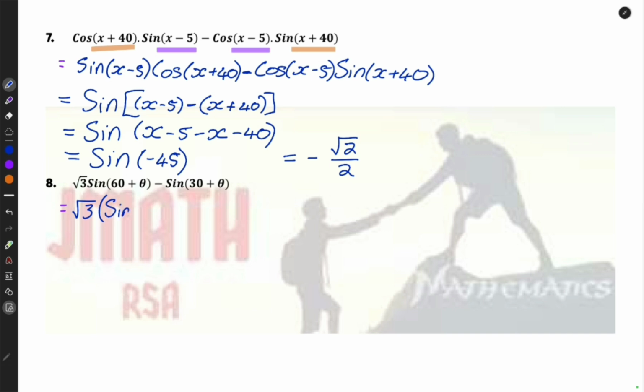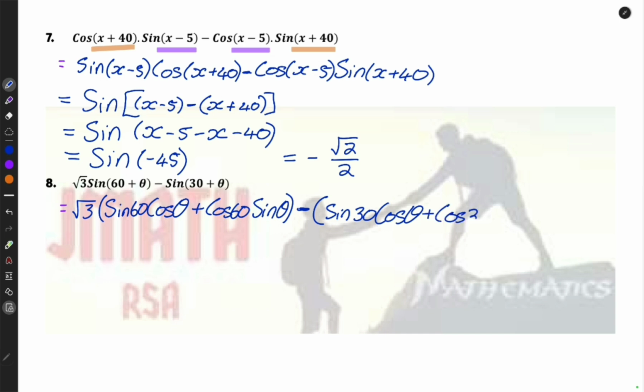So in this case, sine 60 cos theta stays a plus, cos 60 sine theta. Close the bracket. Now with the other one, it has a minus in front, so I'm going to again put a bracket there. This is going to become sine 30 cos theta, and then plus cos 30 sine theta. Okay, now I am going to multiply into the brackets, and I see a lot of special angles.